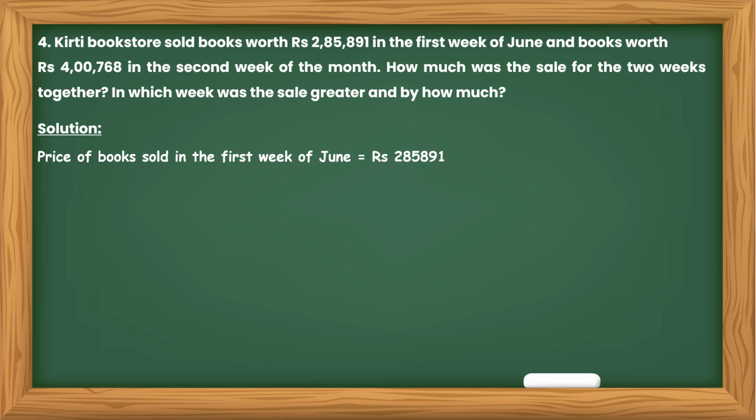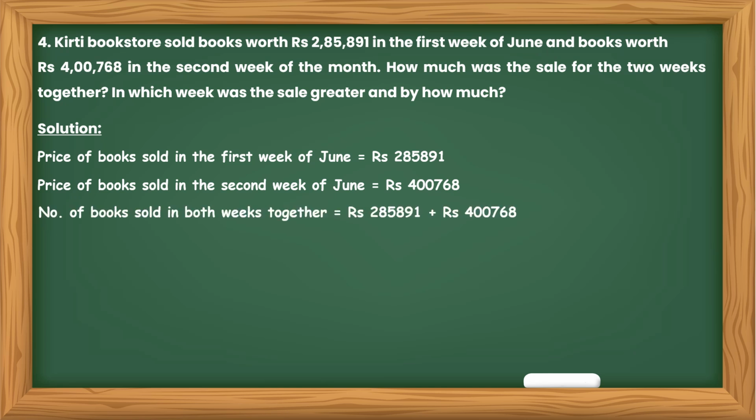So the price of books sold in the first week of June is equal to rupees 2,85,891 and the price of books sold in the second week of June is equal to rupees 4,768. So now the books sold in both weeks together. So the total price which you have got by selling the books for 2 weeks together, you will have to add both the values. So when you add, you get rupees 6,86,659. So this is the total earnings for the bookstore.